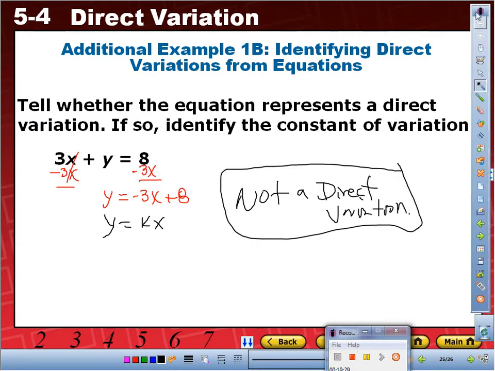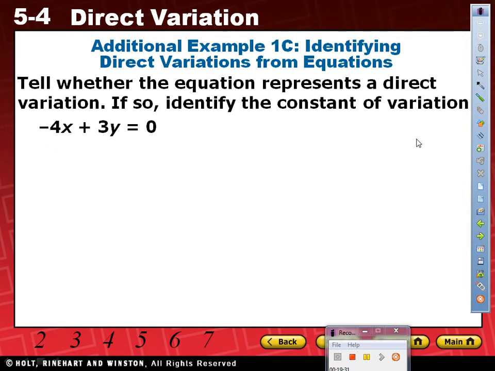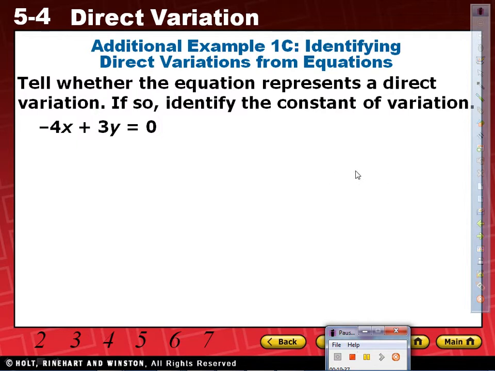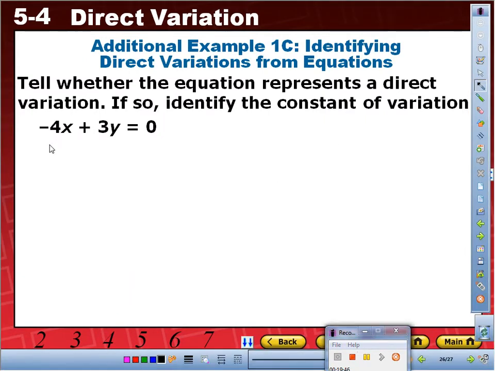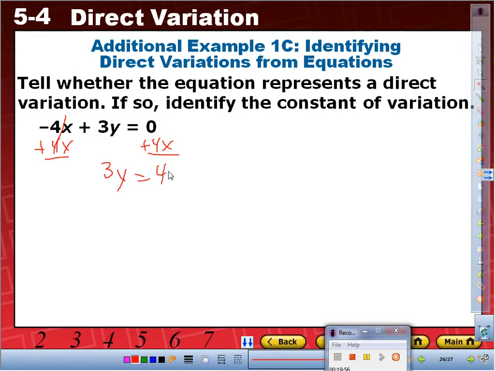Okay, copy this next one down. Example 1c. Copy that one. See if you can do that one by yourself, please. Okay, let's see. Here it goes. So, we need to solve for y, which means we need to get rid of the x. So therefore, we add 4x to each side. We're left with 3y equals 4x. What's my last step? Divide by 3. y equals 4/3 x.